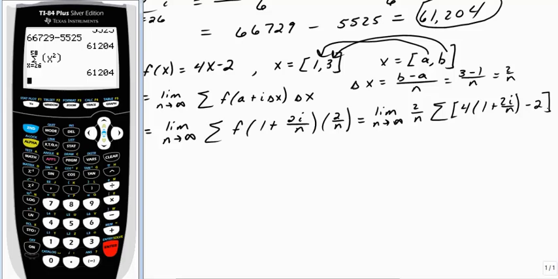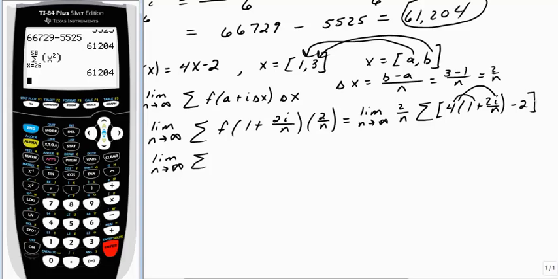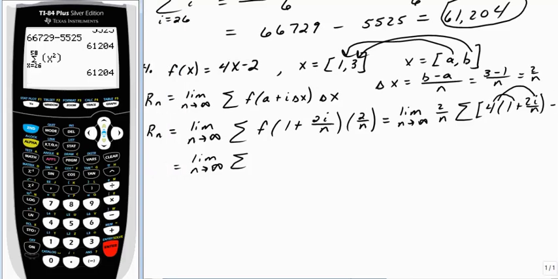Now from this step to the next, the only thing I'm going to do is distribute that 4 through that group and simplify, subtract the 2. I'll bring this down here and say, okay, this is going to give me the limit as n approaches infinity of the summation. I'll have, please notice, 4 minus 2, I'll just have a constant of 2 in there. But then I'll have plus 8i over n, the 4 times 2i over n.